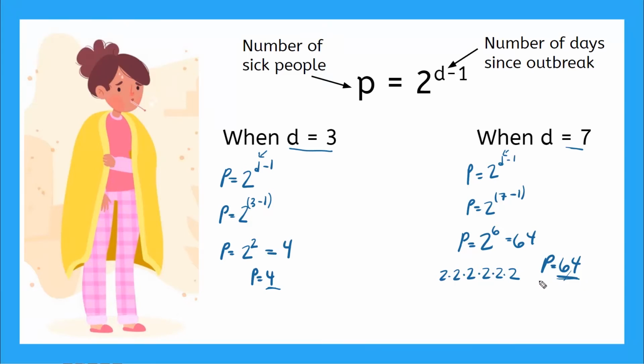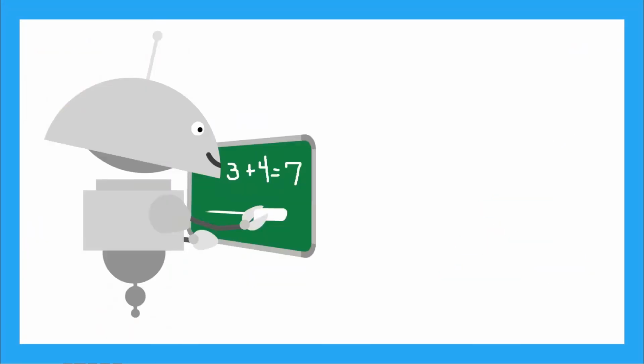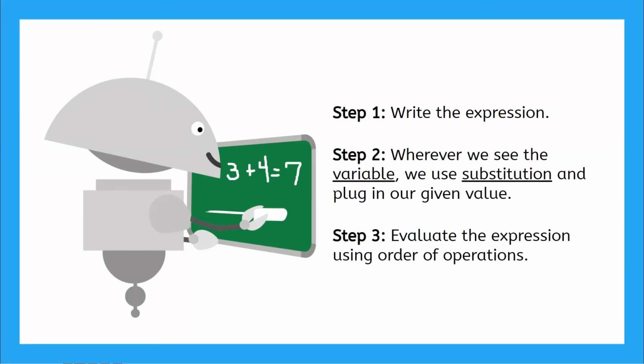This is pretty interesting stuff, right? We're doing hard science right now. And this type of science is called virology. You are an amazing mathematician and scientist. Great job learning about exponential expressions with one variable. You're ready to practice on your own. You can always come back to these 3 simple steps to help you. Have fun and remember to always be clever.